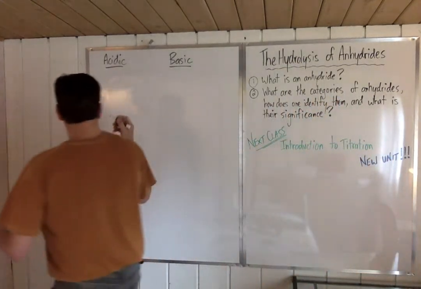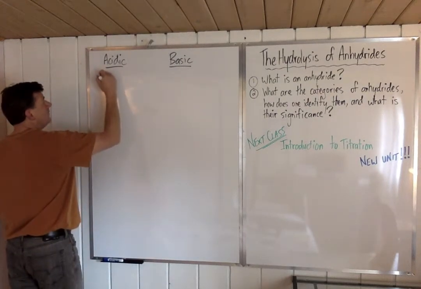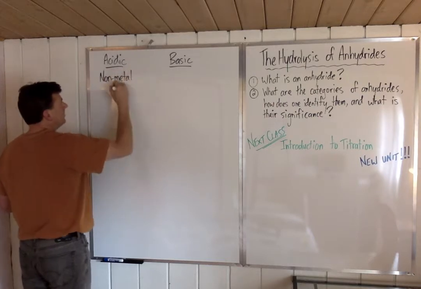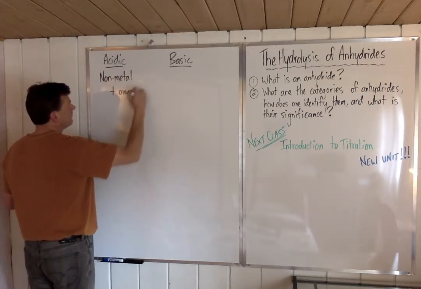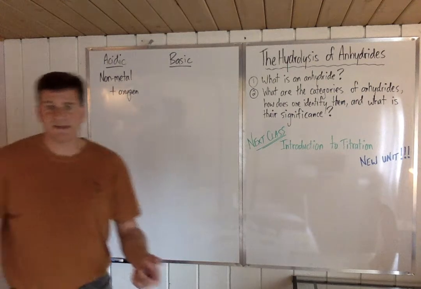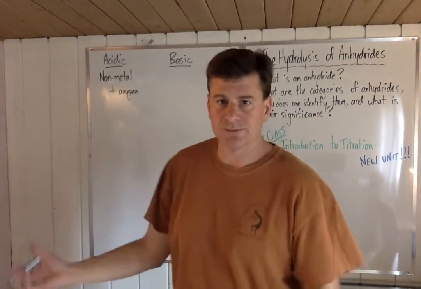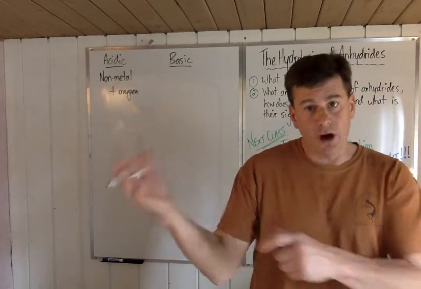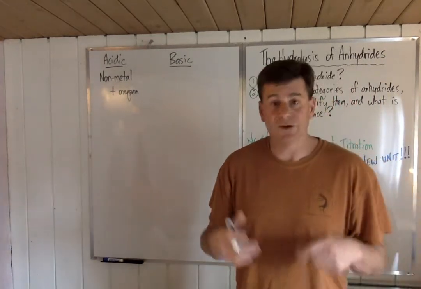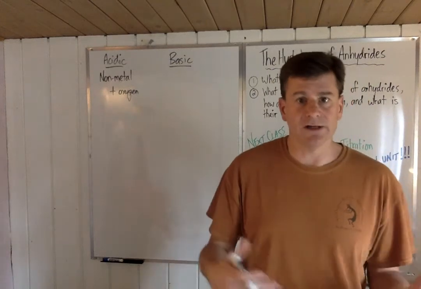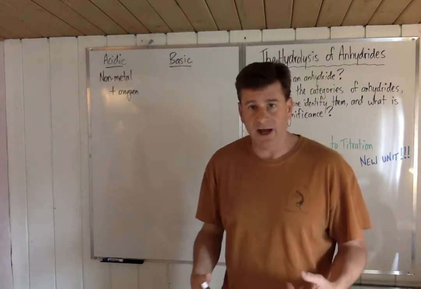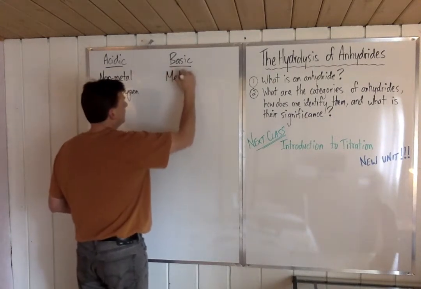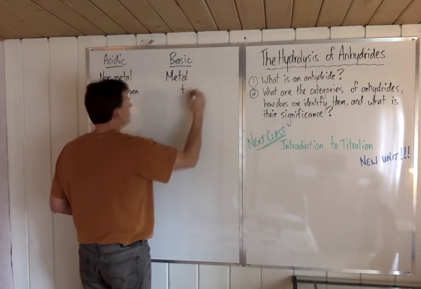The acidic ones have a nonmetal plus the oxygen to form the oxide, which kind of defines anhydride. So the acidic anhydrides are a nonmetal with oxygen. So carbon dioxide or sulfur dioxide, those would be acidic anhydrides. The basic ones, therefore, are metal plus oxygen.